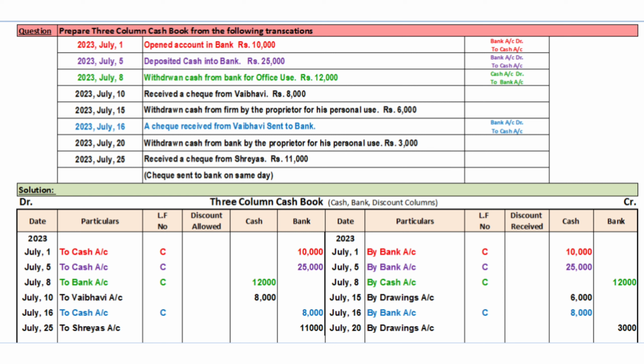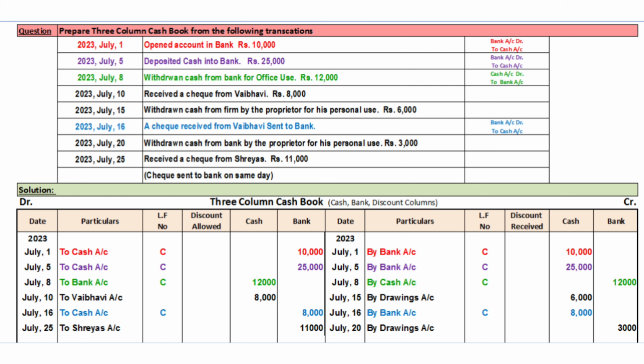And the July 10th dated transaction, received a check from Vaibhavi. When we receive checks from other persons, we must observe whether the check was sent to the bank on the same day or not. If the check is sent to the bank the same day, it should be recorded on the debit side in the bank column. If no information is given, it should be treated as cash, so it is to be recorded as cash received. Here there is no information regarding the check being sent to the bank on the same day, so we must treat it as cash received from Vaibhavi.